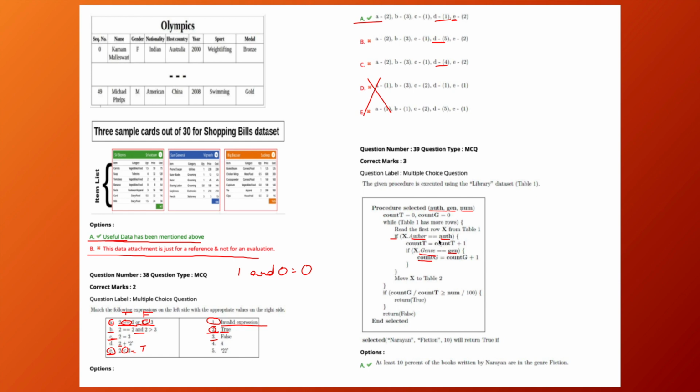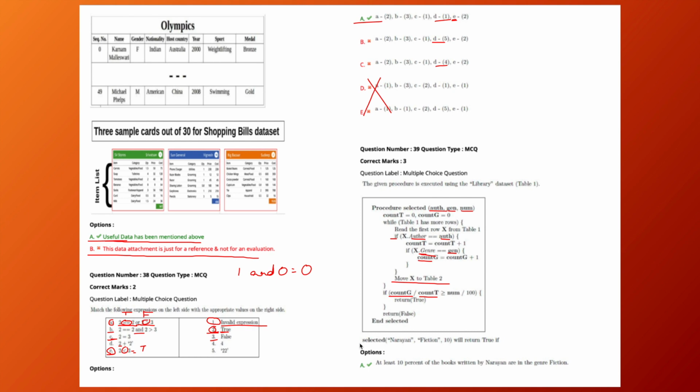So only if the author is the author that we have put in the parameter, only then do we look at the genre. If the genre is also matching, we increment the value of count g, and we move this particular row x to table 2. Then we see that if count g by count t is greater than or equal to num by 100, then we return true. So what does that mean? Otherwise we return false.